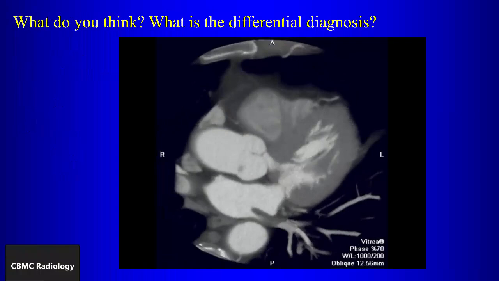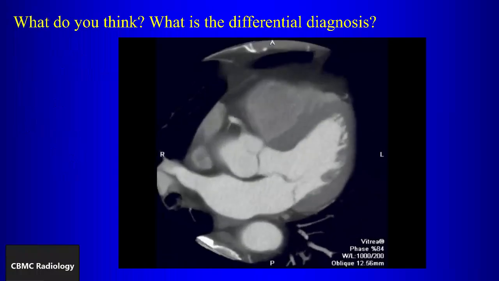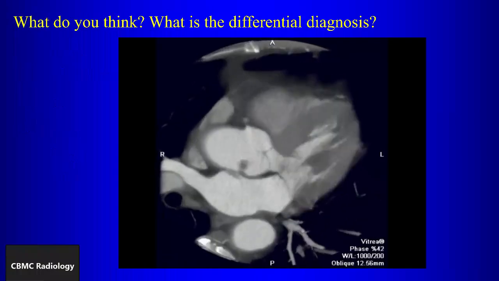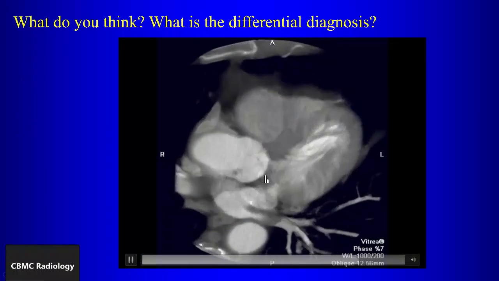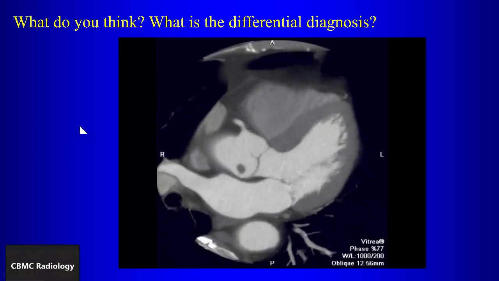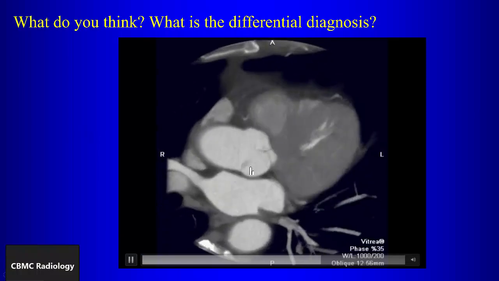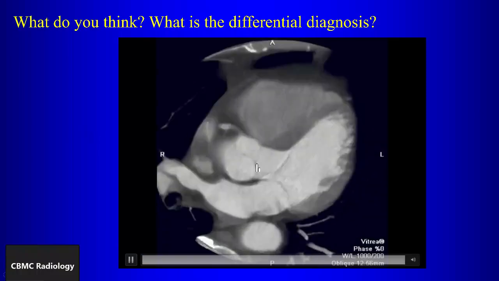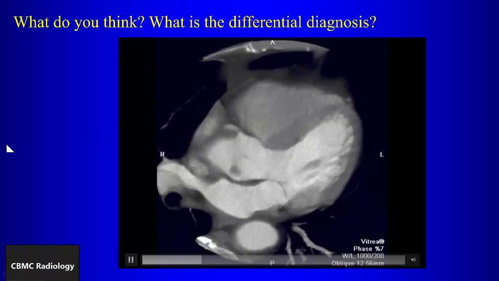Anybody see the finding? There's a filling defect on the aortic valve. Yeah, so there's a filling defect in the vicinity of the aortic valve. So what's the differential for that? What could that be? Actually, look carefully, you can see it's actually attached. See that little stalk coming off here?